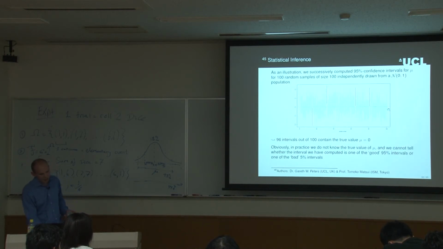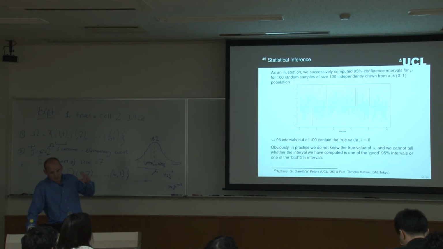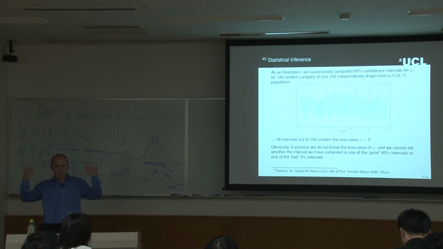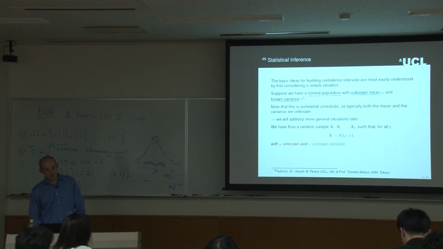Okay, so this is a small simulation to show what was happening there. If you take 100 random samples of size 100, here we see that 96 intervals of the 100 contain the true value. But obviously in practice we don't know this. This is just to understand the interpretation of what a confidence interval means, a random interval. Okay.